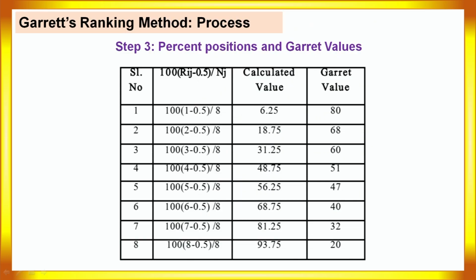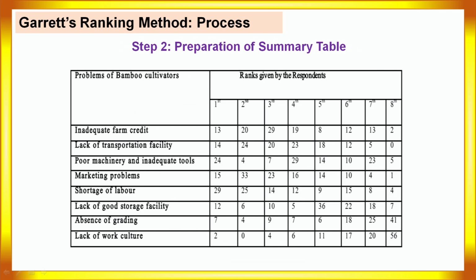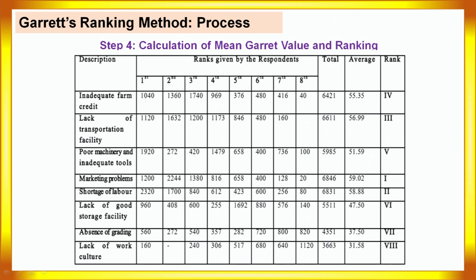For the first rank the Garrett value is 80, and 13 respondents gave that first rank, so we multiply 13 into 80 and get the value of 1040. In this way, for all the positions, since 8 ranks are possible, we multiply the Garrett value with the frequency. Then we sum the values received by each problem and divide by the total number of respondents.